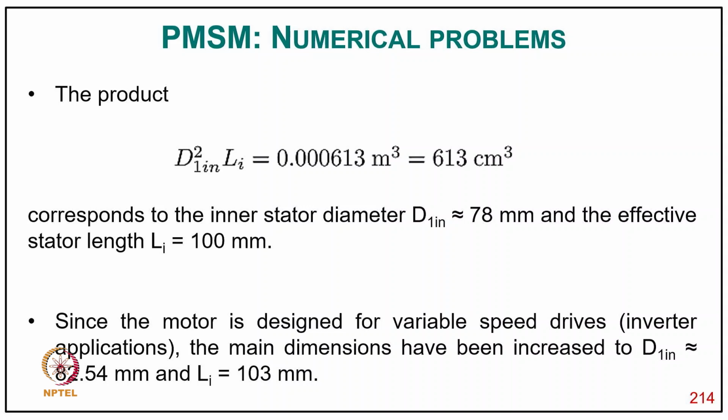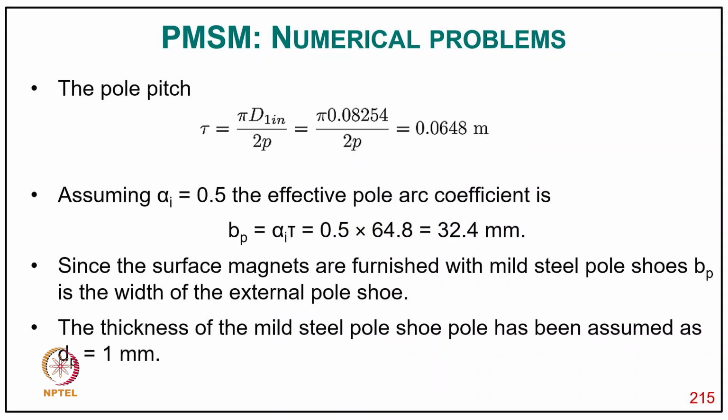So since the motor is designed for the variable speed drive inverter application, the main dimensions have to be increased to D1 equal to 82.54 mm and Li equal to 103 mm. Then the pole pitch tau equal to pi D upon 2p, putting a value, it comes to 0.0648 meter, and with alpha i 0.54, the effective polar coefficient is BP equal to alpha i tau, that is 32.4 millimeter. Since the surface magnets are furnished with a mild steel pole shoe, BP is the width of the external pole shoe. So the thickness of the mild steel pole shoe has been assumed to be dP equal to 1 millimeter.